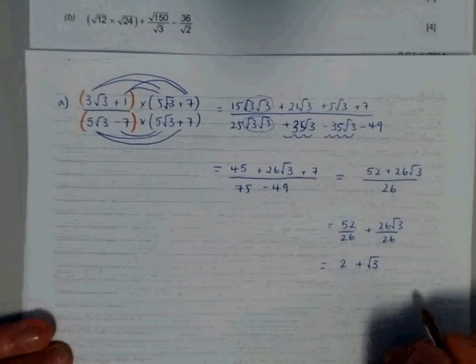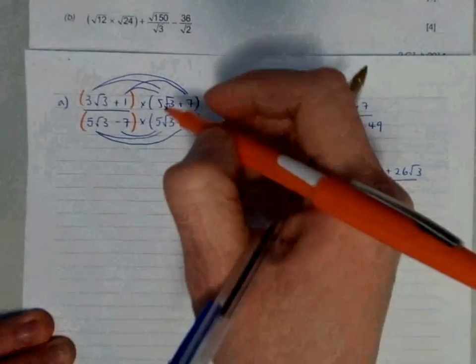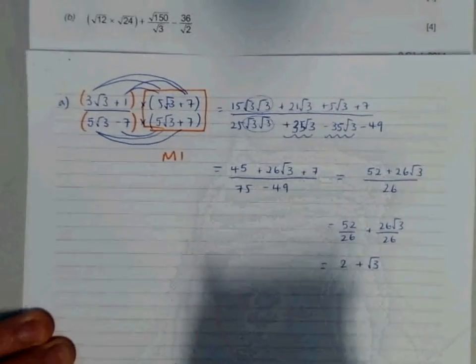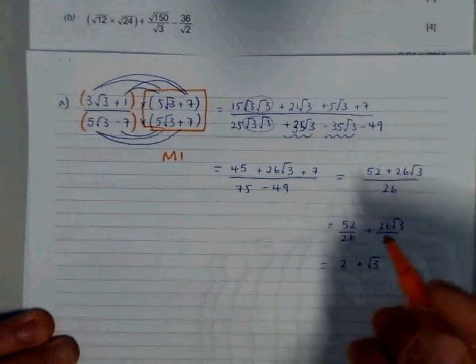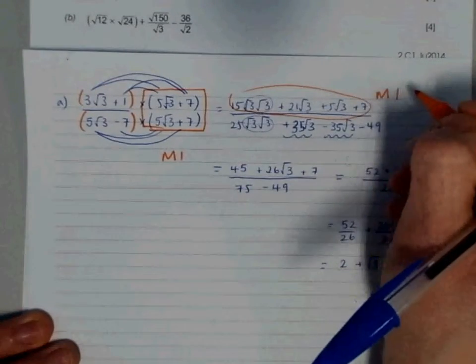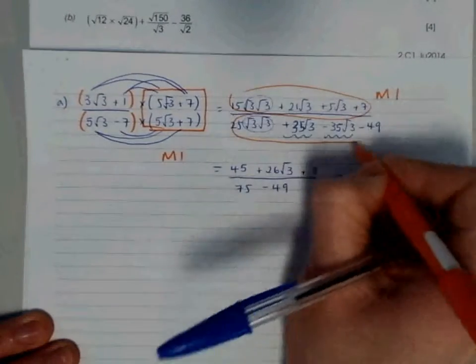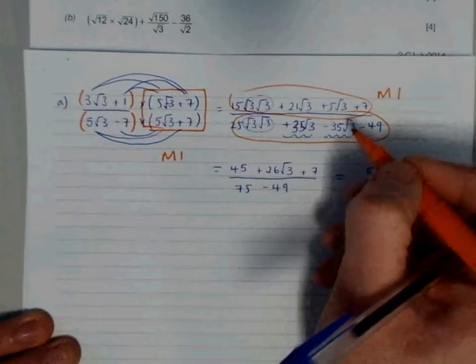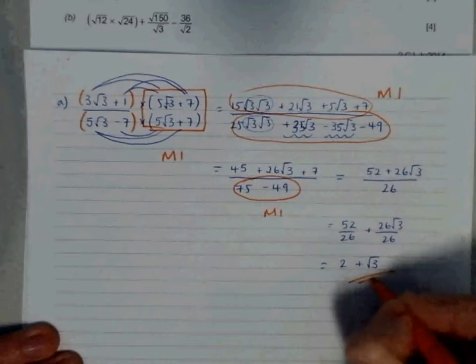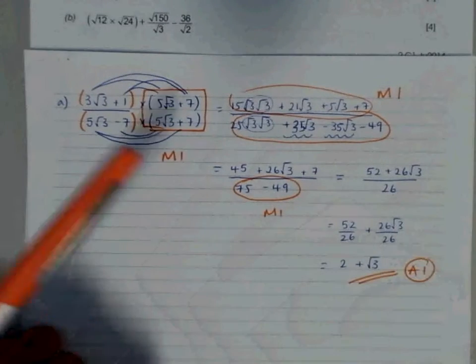Okay, done. So you're getting one method mark for attempting to do this. One method mark there. Actually expanding all of your terms out on the numerator was one method mark. Getting it right was important. This stage, reducing that down to this was one method mark, and then one final answer mark at the end.